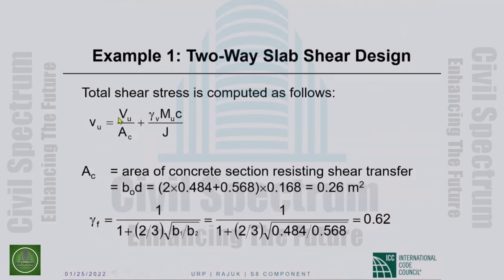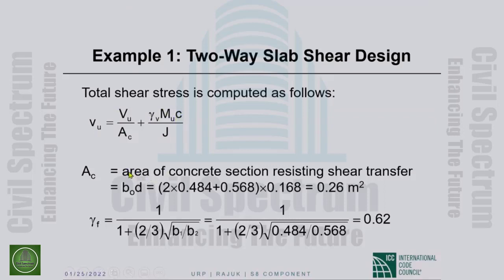So V sub U, this is the direct shear that we just calculated. A sub C is the total area of the three faces of the critical section. We are talking about an edge column with bending perpendicular to the edge. Then the moment transfer by shear divided by the polar moment of inertia multiplied by the distance from the centroidal axis to the face where we are calculating shear stress.